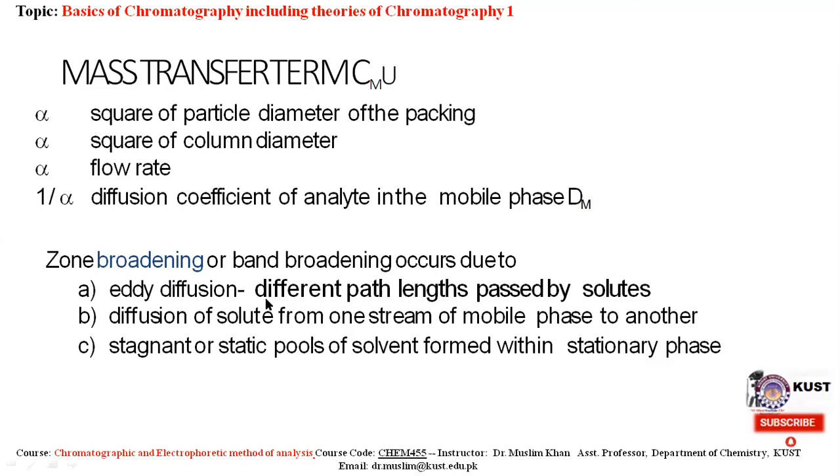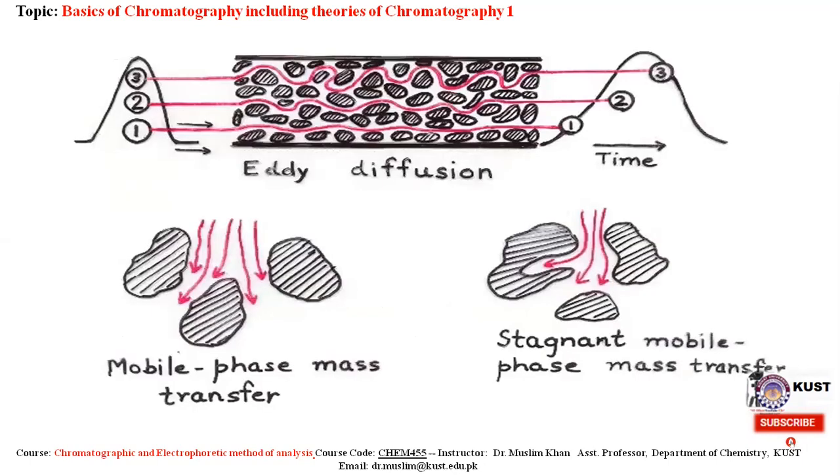So zone broadening or peak broadening occurs mainly due to, number one, eddy diffusion, number two, the mass transfer effect, and third, the diffusion of solute from one stream of mobile phase to another. This is like eddy diffusion given in this example. For example, this is path number one, in which solute is going through this path. This is path number two. Solute along with solvent is going through this path. This is a bit longer pathway.